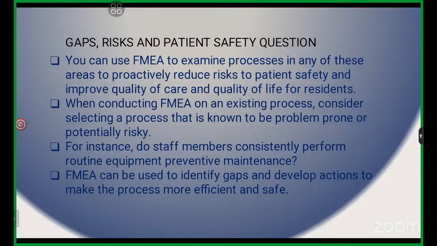What about gaps, risks, and patient safety questions? You can use FMEA to examine processes in any of these areas to proactively reduce risks to patient safety and improve quality of care and quality of life for residents. And residents, you see, we are handling an ecosystem. We are not only dealing with patients, we're also dealing with service users. We're dealing with stakeholders, and these stakeholders can be varied.